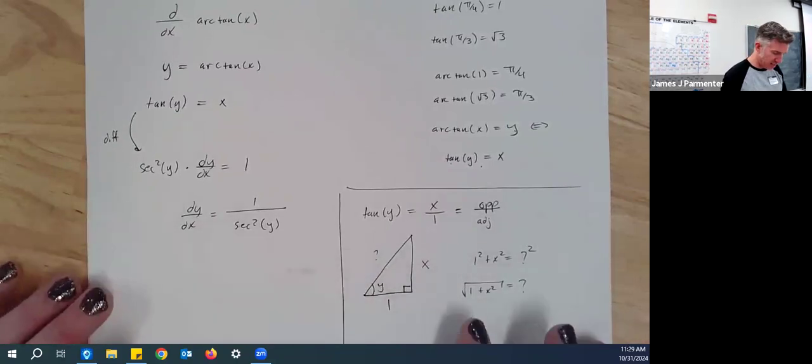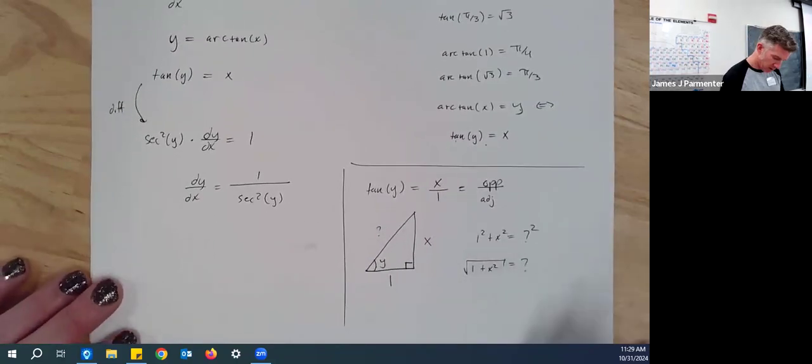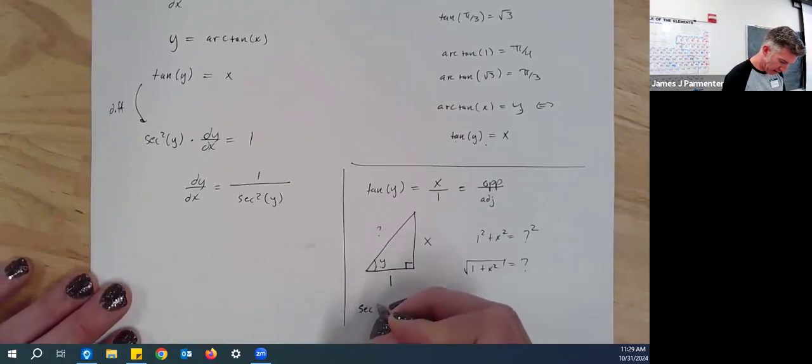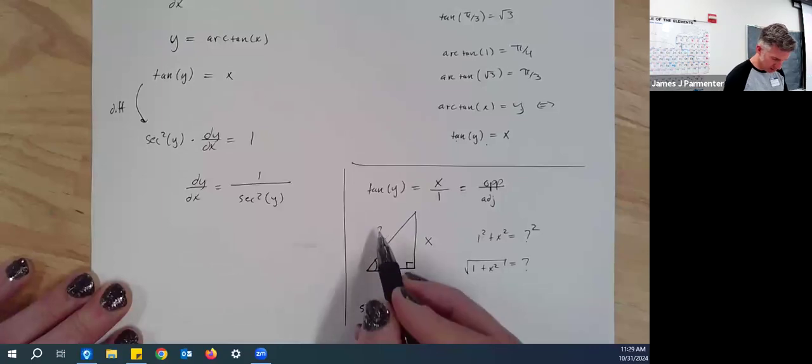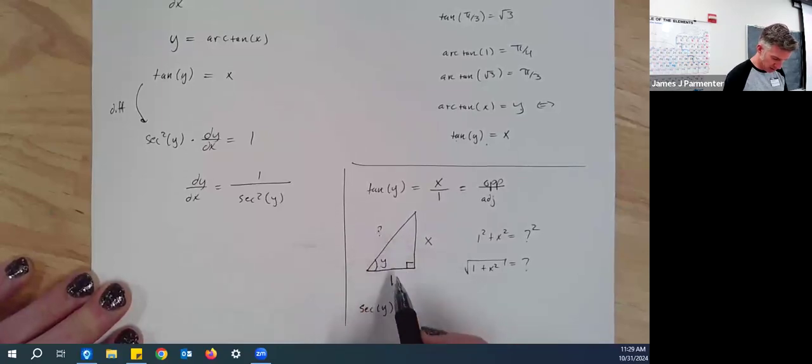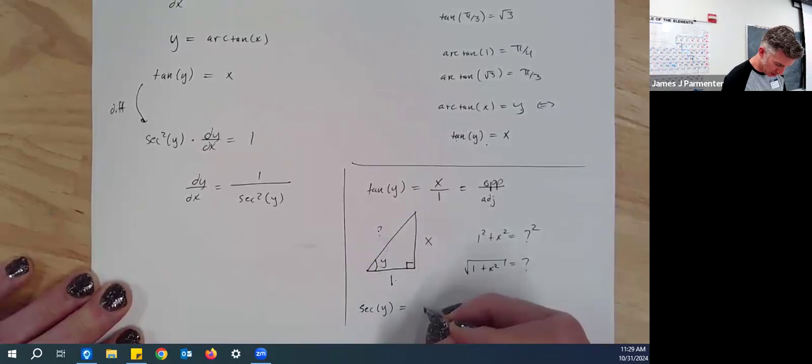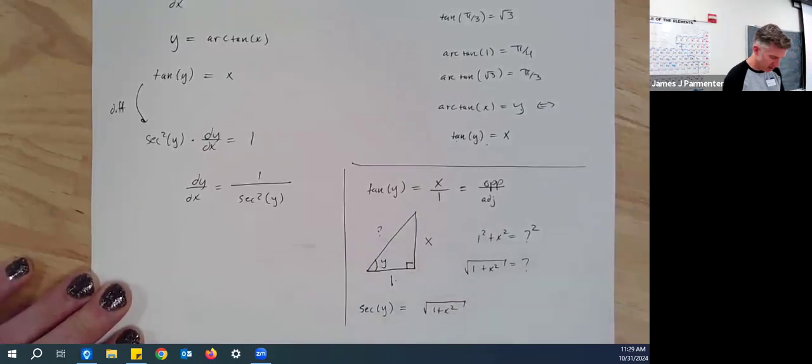And then if we want to find secant squared of y, well, secant of y is the reciprocal of cosine. Cosine is adjacent over hypotenuse. The secant is hypotenuse over adjacent. So the secant is just the square root of 1 plus x squared over 1. And if we square that, look what we get.